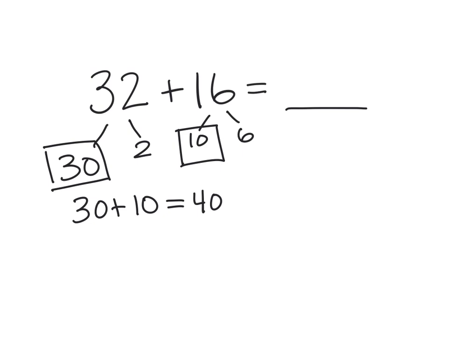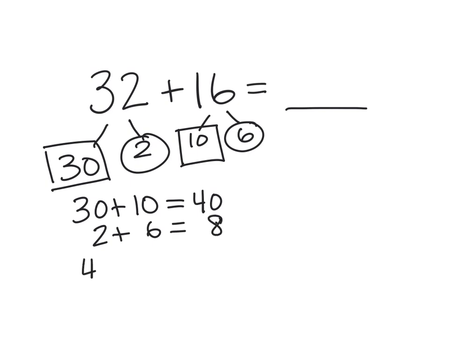Then I can add my ones, my 2 and a 6. 2 plus 6 equals 8. And now I can put 40 plus 8 together, and it equals 48. So the sum of 32 plus 16 is 48. We could also say that 32 plus 16 is the same as 48.